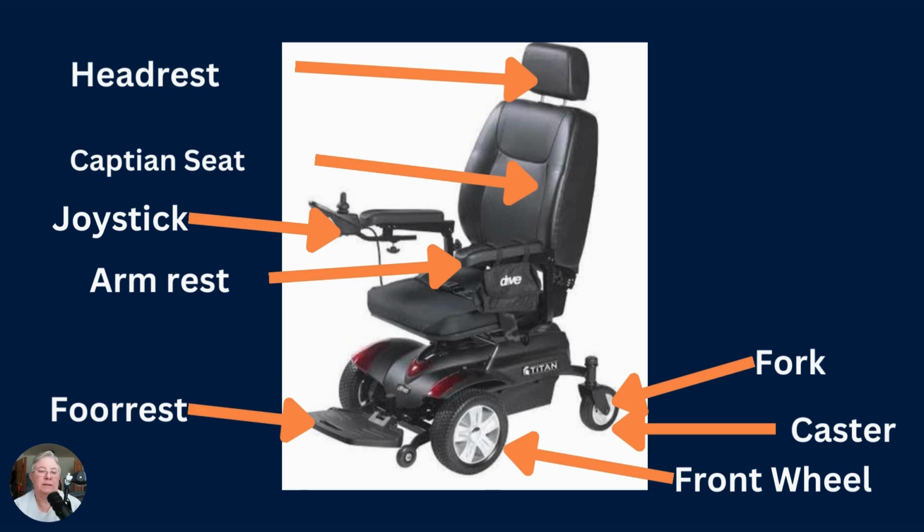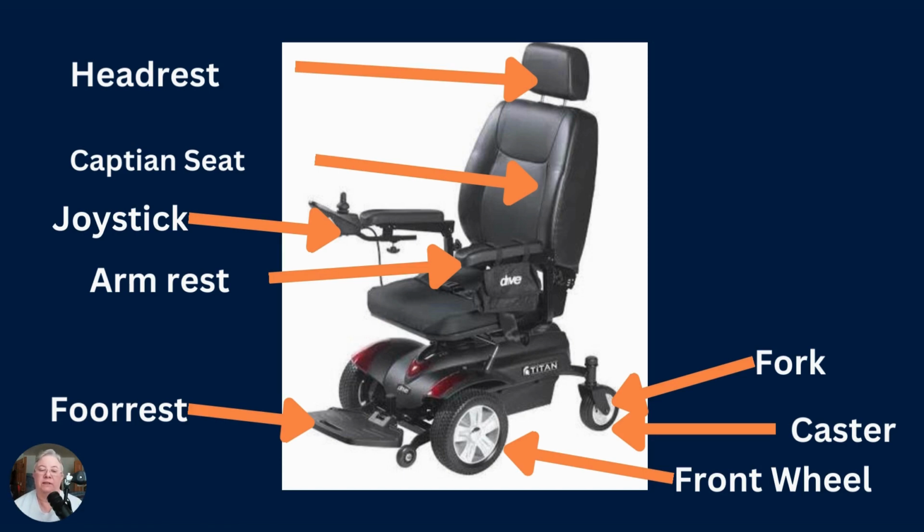All right, sorry about that. We had a little interruption. So on the right side, you'll see the fork, and that is a heavy duty metal piece that holds the caster in place. And the caster is the small wheels. Anything that's a small wheel on a power wheelchair is called a caster. That is kind of an off name that we wouldn't think of. So that is a caster.